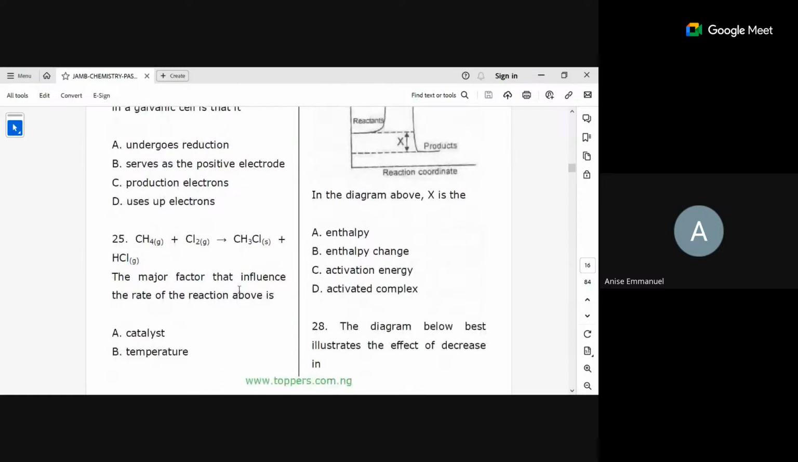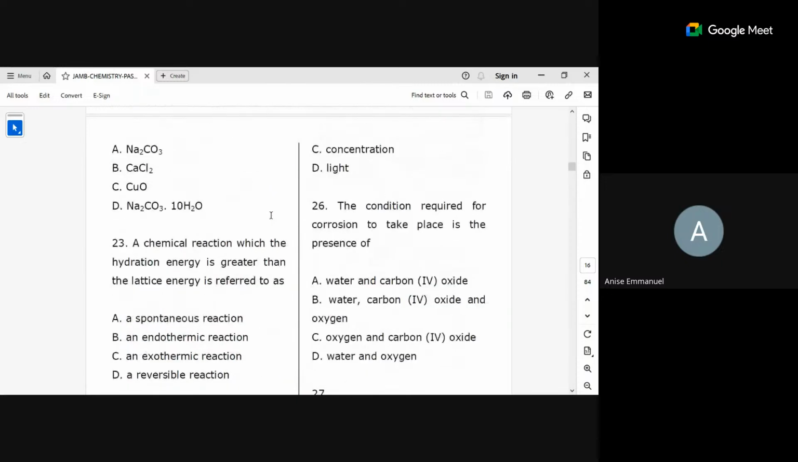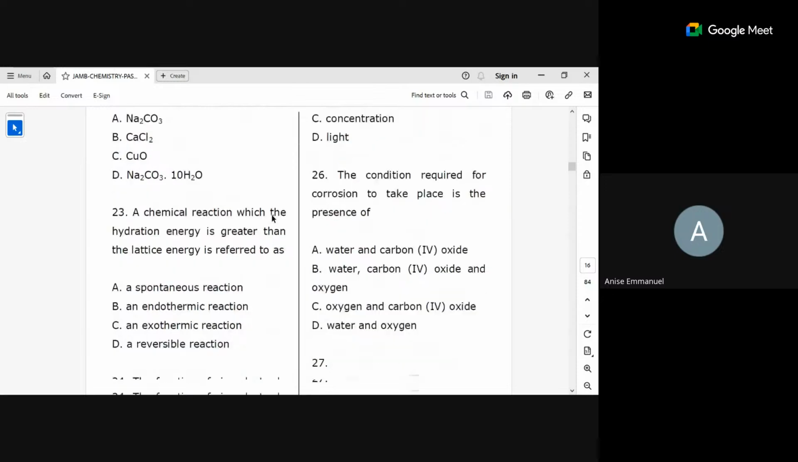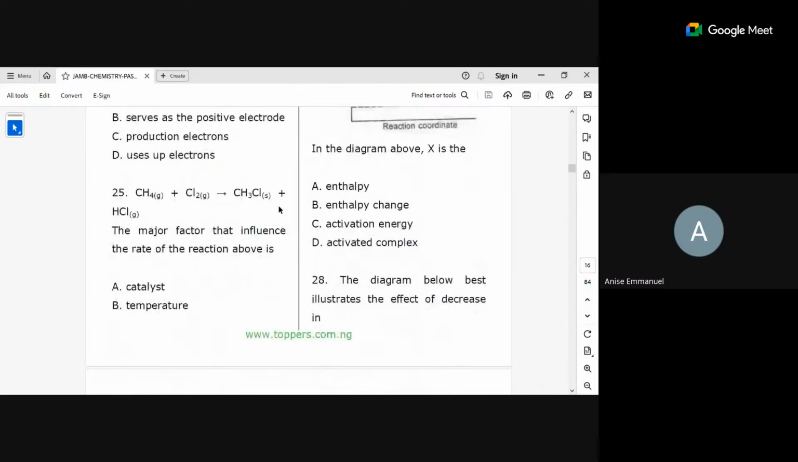The major factor that influences the rate of reaction here. Without wasting time, we have gas here, and we have solid here. So the answer cannot be catalyst, neither temperature. So the answer should be, let's look at it, either light or concentration.